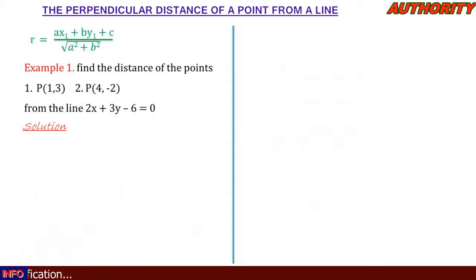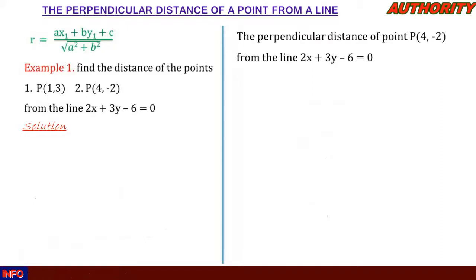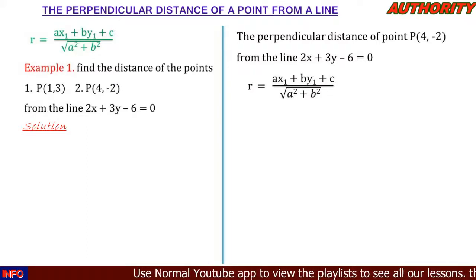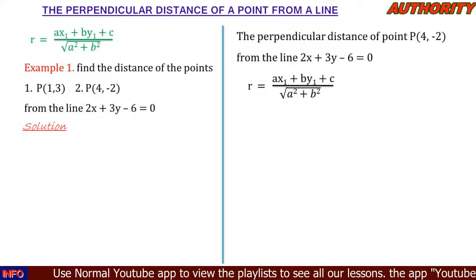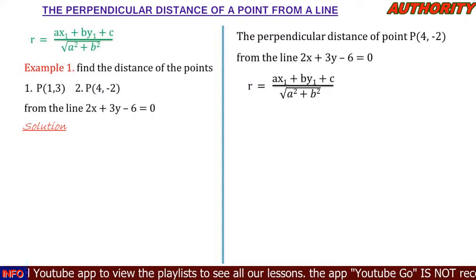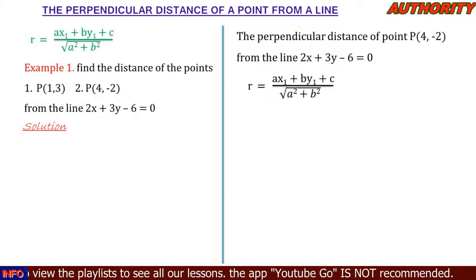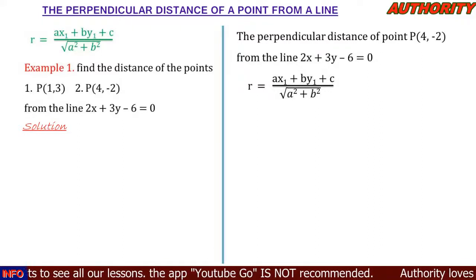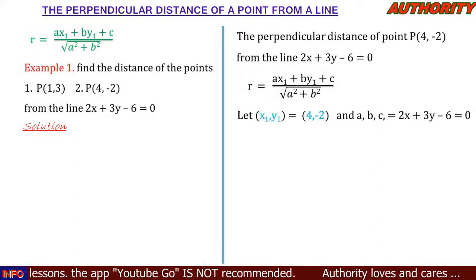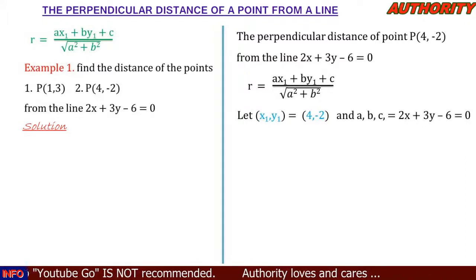All right, let's continue. Let's find the perpendicular distance of the point (4, -2) from the line 2x plus 3y minus 6 equal to 0. Let's still use our formula. We have r is equal to ax1 plus by1 plus c all over the square root of a squared plus b squared. So here we say let x1, y1 equal to 4, minus 2. That means x1 is equal to 4 and y1 is equal to minus 2.